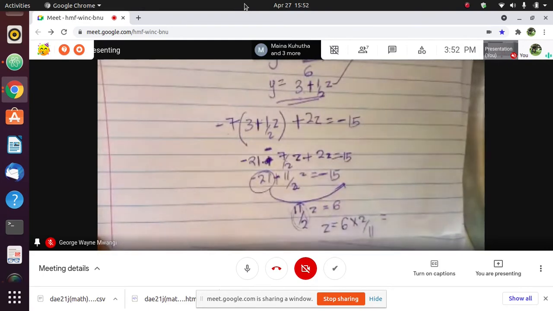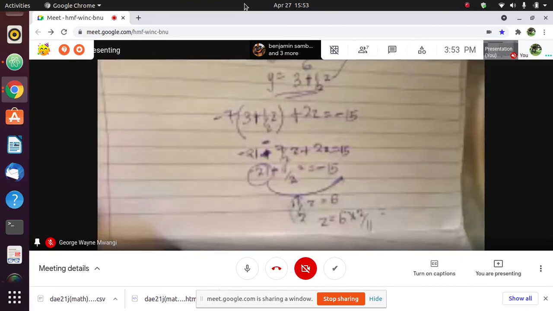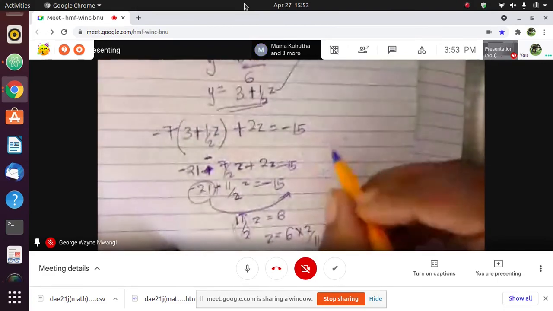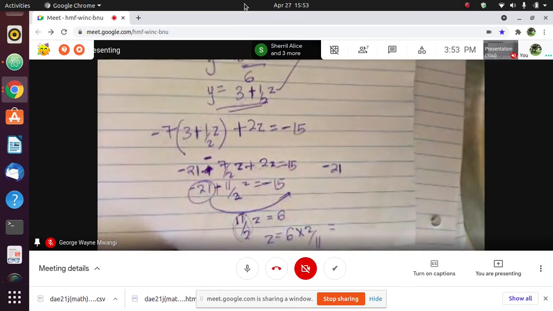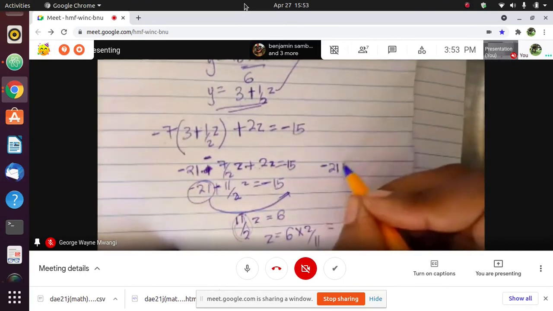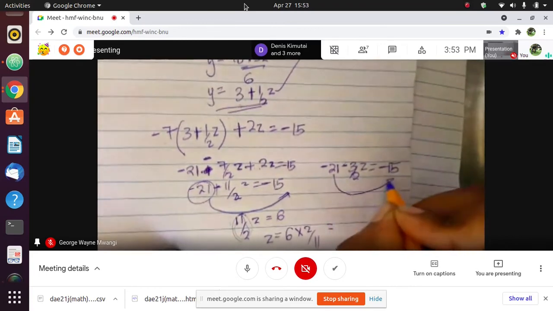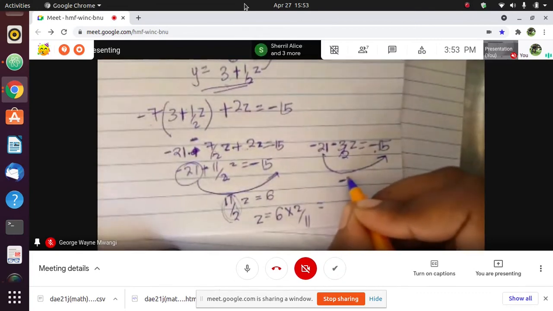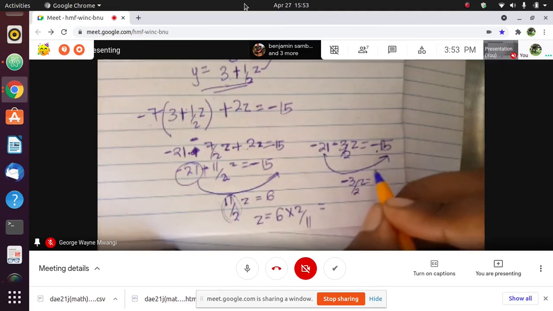Okay, now negative 7 over 2z plus 2z gives us how much? This will be minus 21. Minus 7 over 2z plus 2z gives us minus 3 over 2z is equals to minus 15. So that when you take this negative 21 to the other side, it becomes a positive. So plus 21 minus 15 becomes plus 6. So negative 3 over 2z is equals to 6.